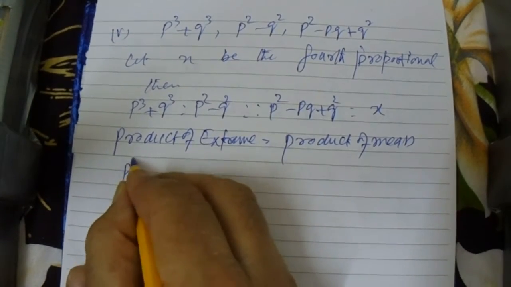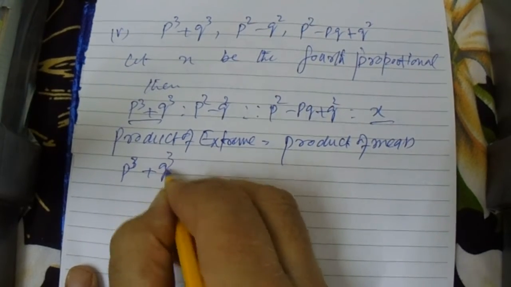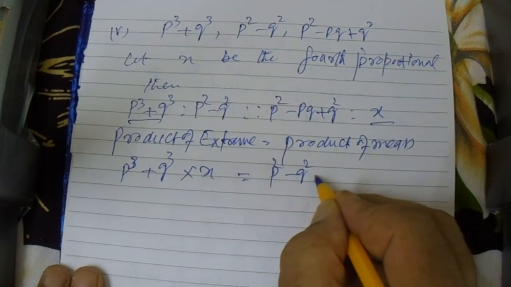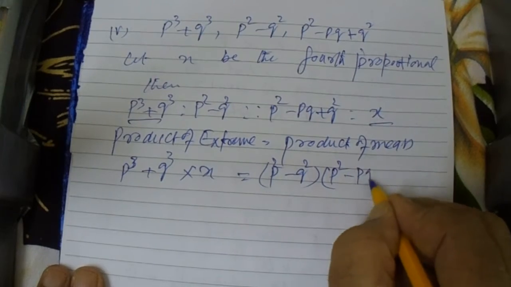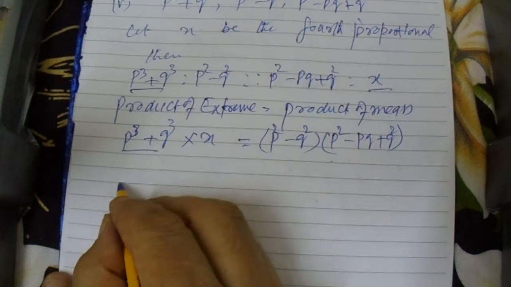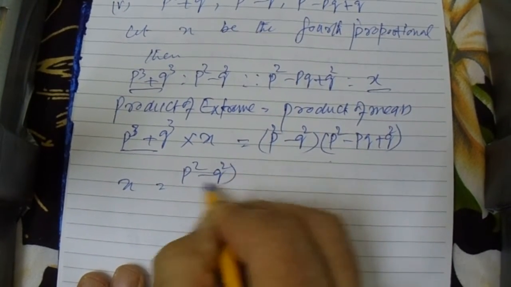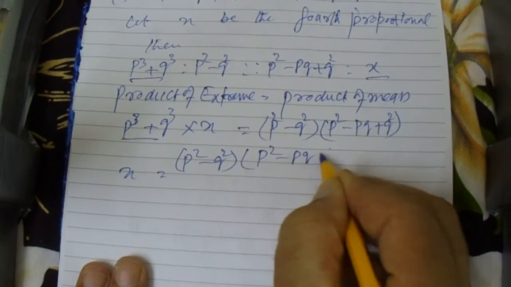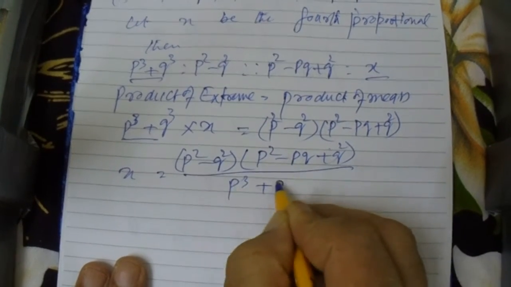Now this P^3 plus Q^3 multiplied by x is equal to P square minus Q square multiplied by P square minus PQ plus Q square. Now x is equal to P square minus Q square times P square minus PQ plus Q square over P^3 plus Q^3.